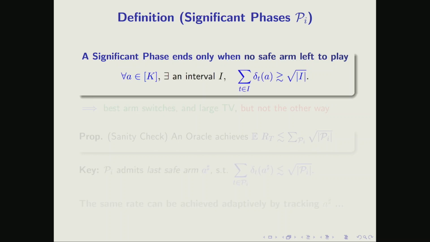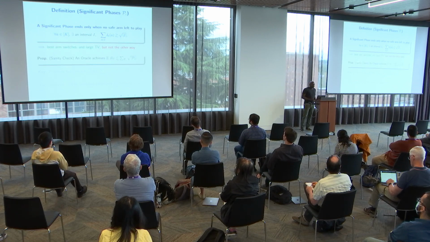And here is a simple way to formalize it. For any arm A, there exists an interval where the dynamic regret of the arm over that interval is greater than square root of the length of the interval. So there is an interval where it's doing really bad. Every arm. All right? So that's the notion.